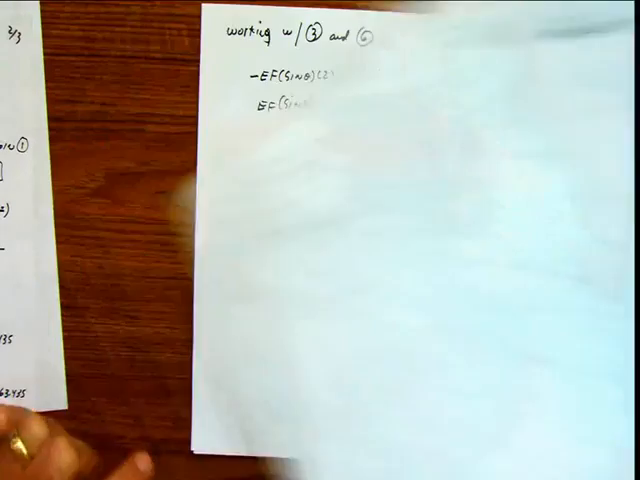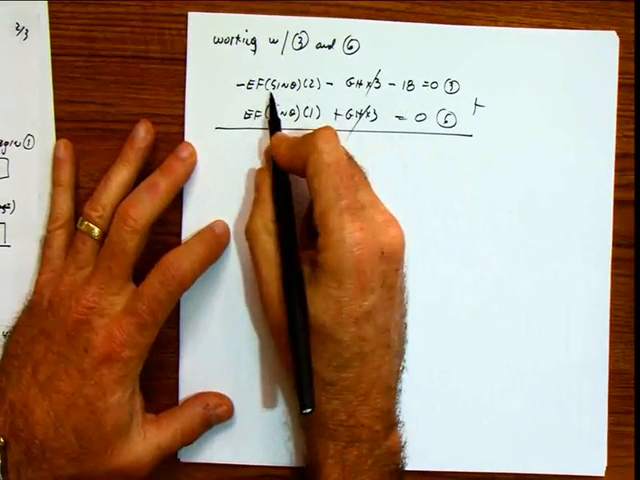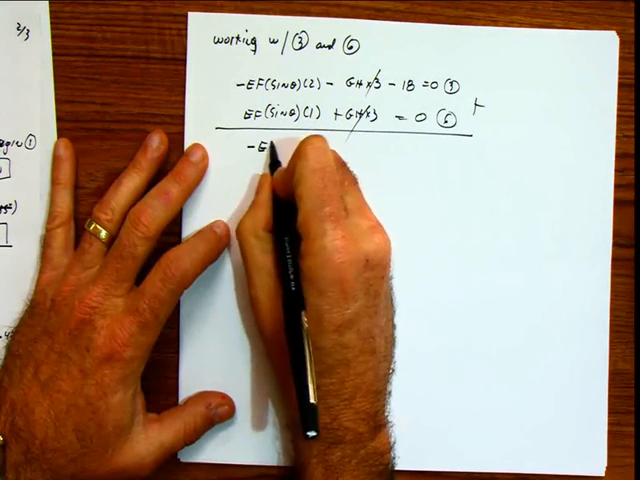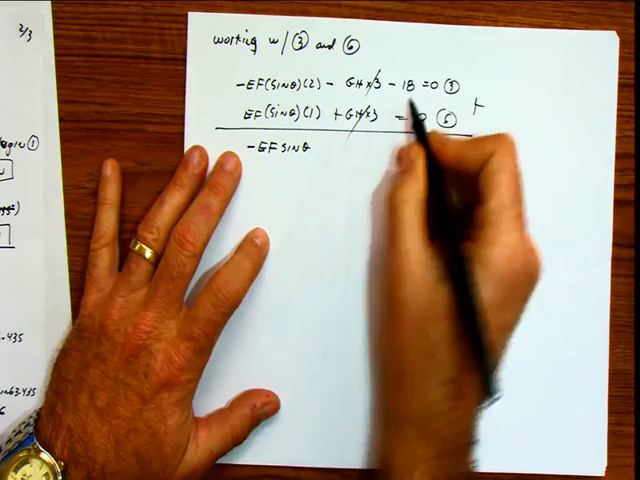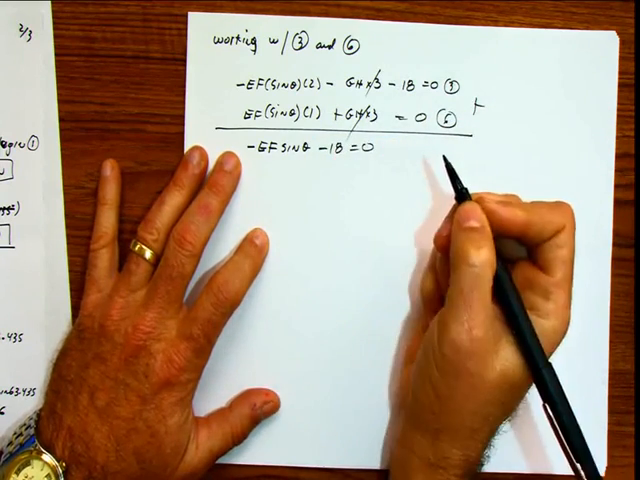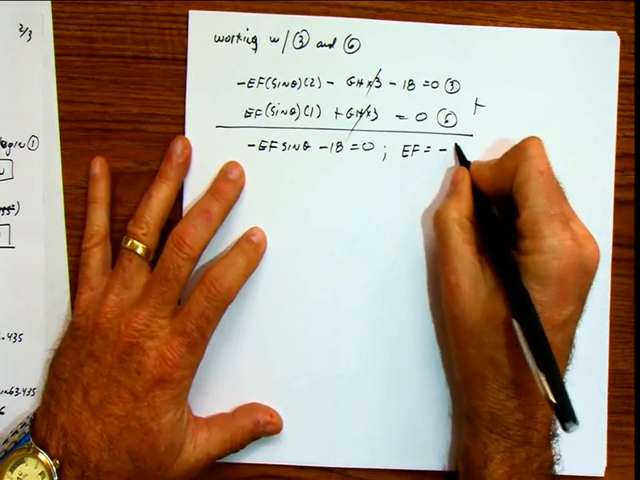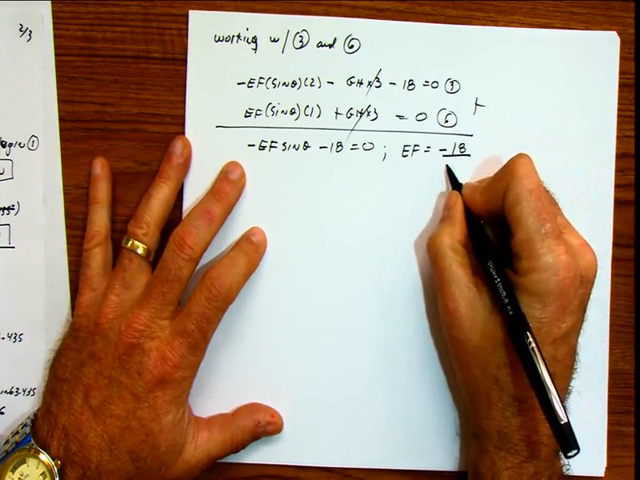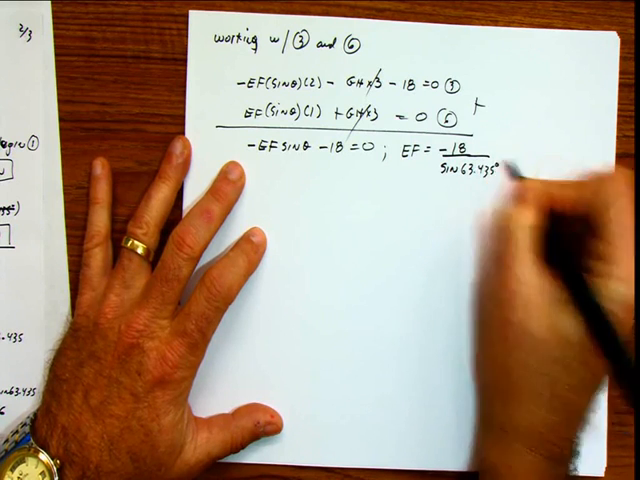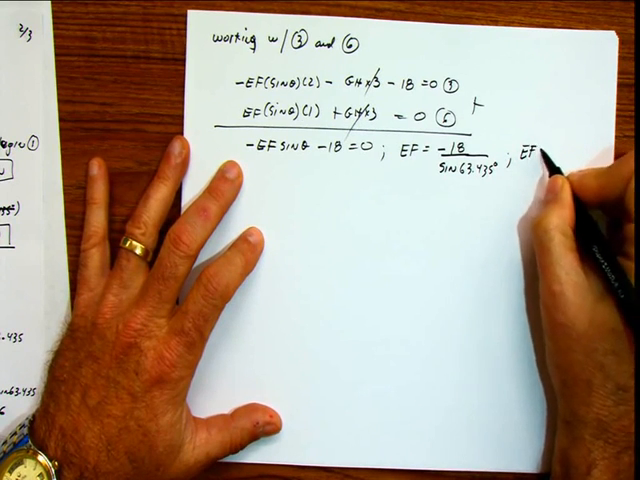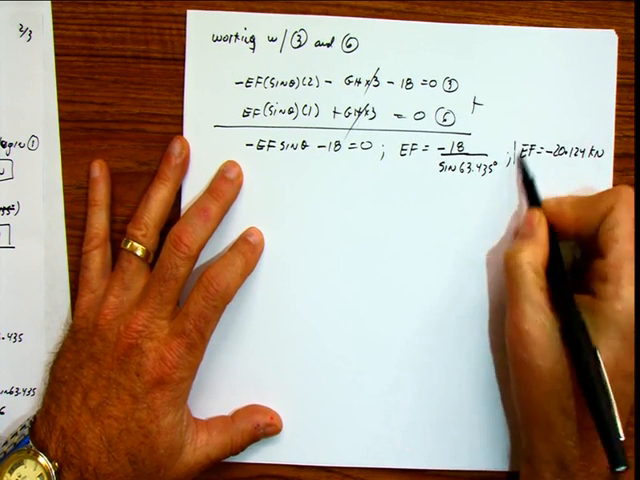Equation 6. Well, I can get those 2 equations and add them up, and these cancel out, and then I have negative EF sine of the angle, and I pass this to the others, or negative 18 equals 0, and I can calculate EF then, because EF is going to be equal to negative 18 divided by sine of the angle, and my angle is 63.435 degrees, which allows me to calculate EF as negative 20.124 kilonewton. There you go.